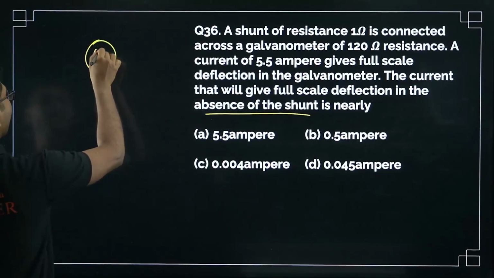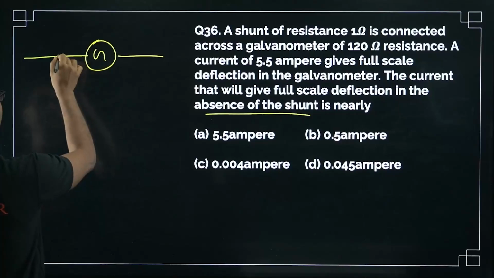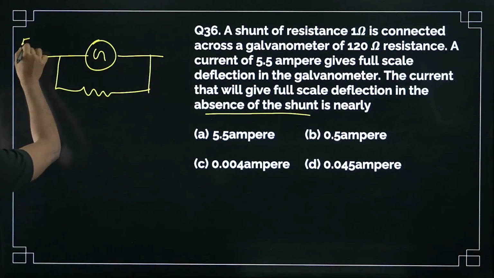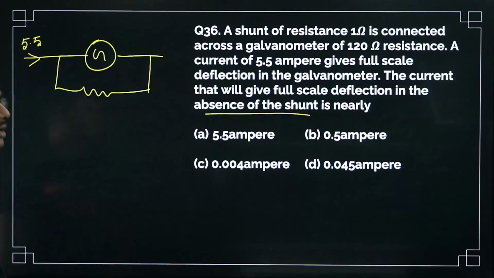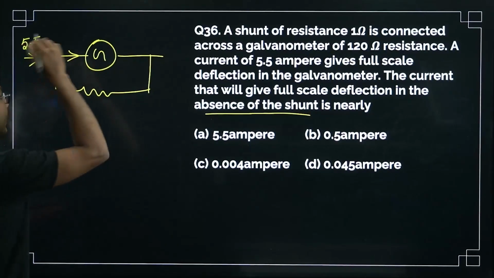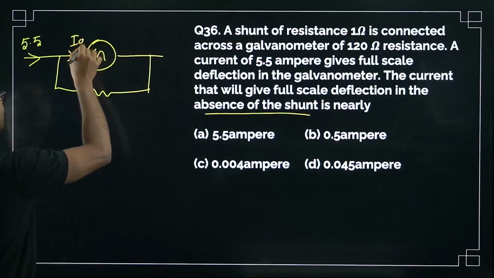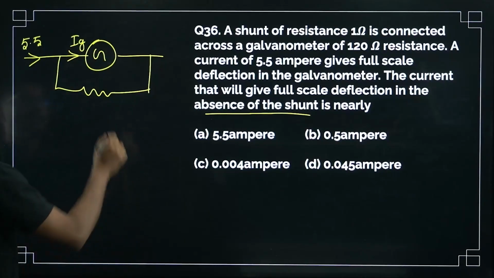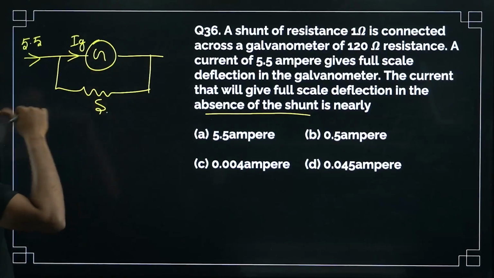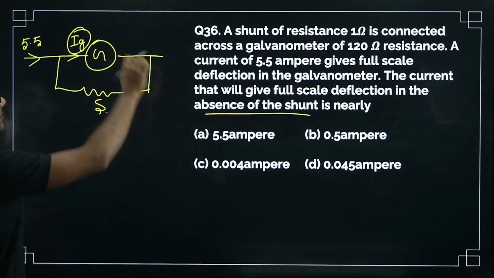Suppose we have a galvanometer and a shunt resistance. The current which gives the full scale deflection is this, but not the entire current is passing through the galvanometer. Only a small portion of current is passing through the galvanometer, that is Ig. In the absence of the shunt, this much current will give the full scale deflection.